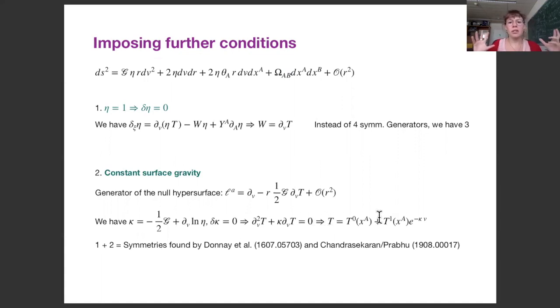So instead of having an arbitrary function of v and the angles, you have two functions of the angles. And if you impose both conditions 1 and 2 at the same time, you go back to the symmetries that were found by Donnay et al. in their paper, where they use the same formalism that I have shown you now, and also some of the symmetries you find in the Chandrasekaran-Prabhu paper, where they use another way of describing the null hypersurface with this universal structure.